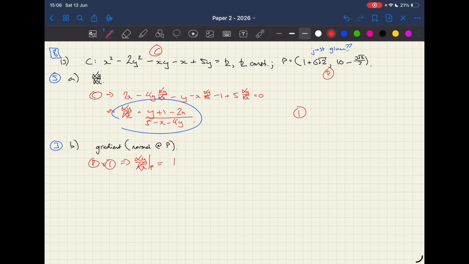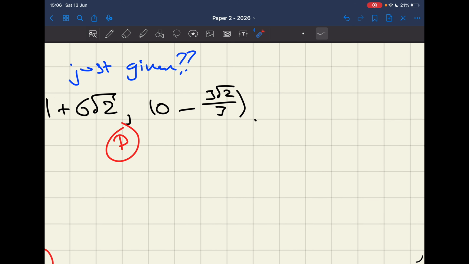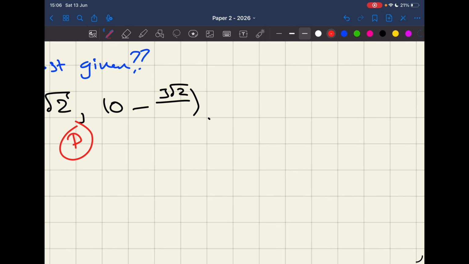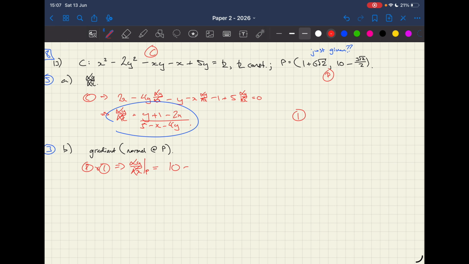So y is 10 minus, that can't be right, surely, 3 over 3 root 2. What number should that have been? It does have that written here, 10 minus 3 on root 3. Do I have a different version? Hold on. No, this was 12, sorry. No, 13. It should be over 2 on there. That was good. So yeah, 10 minus that thing.